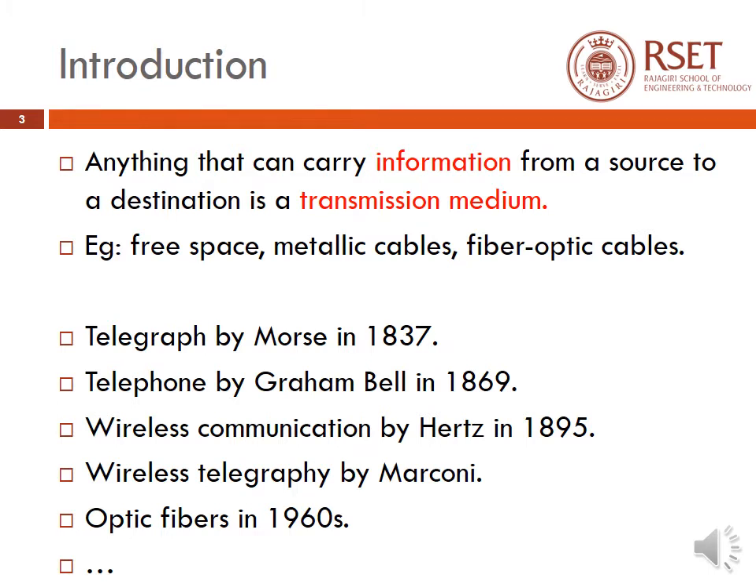Anything that can carry information from a source to a destination is known as a transmission medium. In this module, we will be studying in detail about the different transmission media that are used in computer networks. If you consider some day-to-day examples, suppose a person is talking to another person, then the transmission medium is air. Another example is suppose a person is writing a letter for another person. Then what is the transmission medium? It will be the mail truck or the postman who is going to carry that letter from the source to the destination.